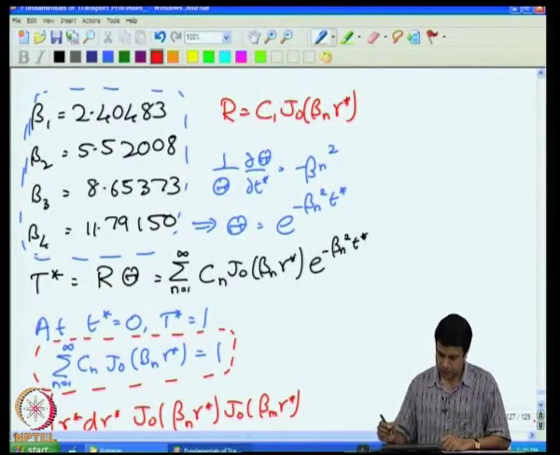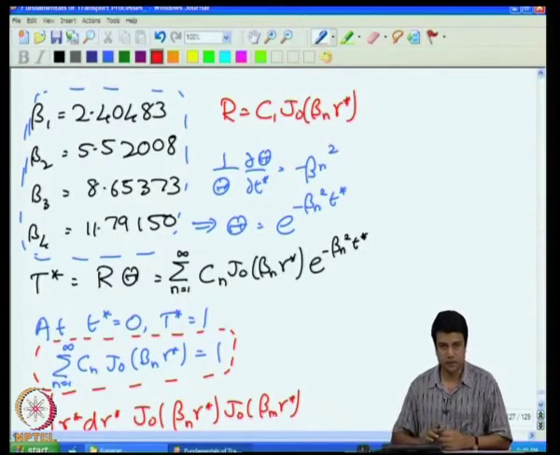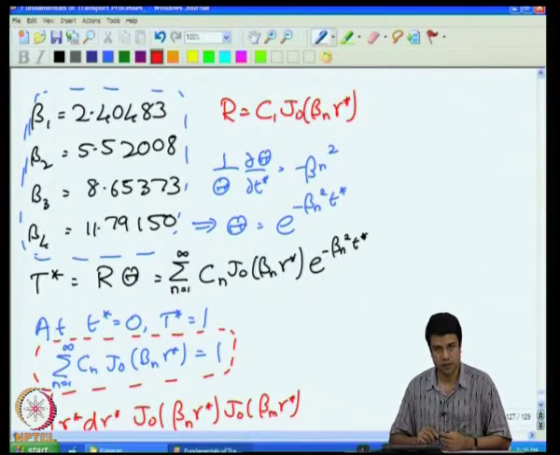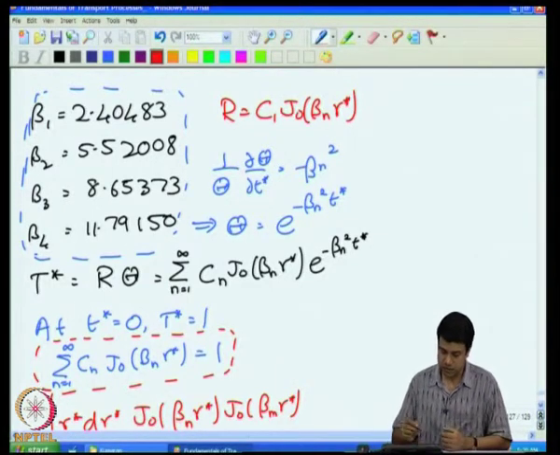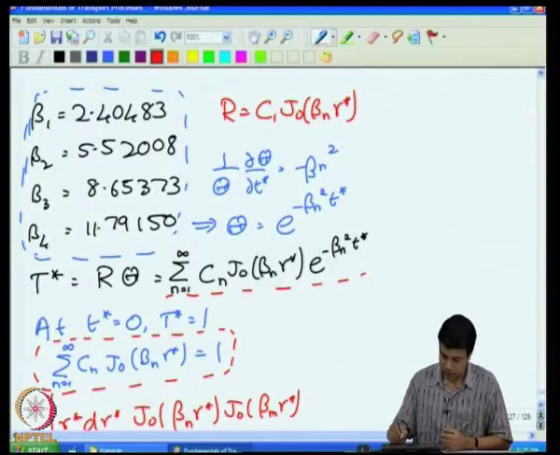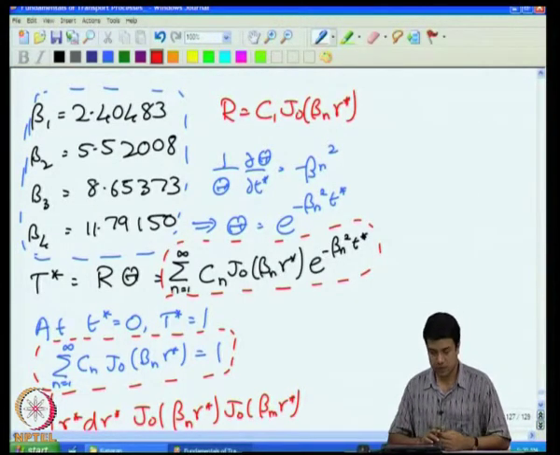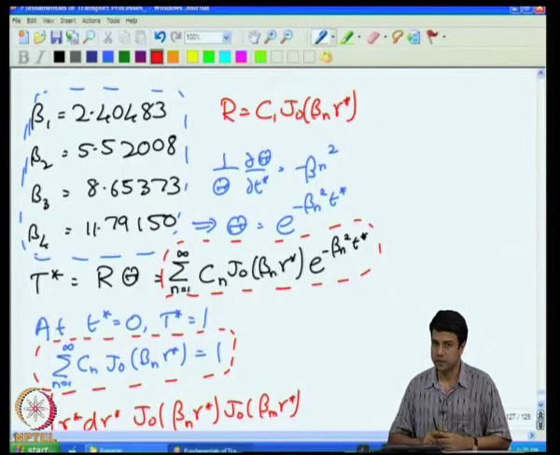Okay. And therefore, you can write the solution. I gave you the first few of these solutions, beta 1, beta 2, beta 3, beta 4, and therefore a general solution can be written as the summation over all of these discrete solutions of J0 of beta n times r times e to the power minus beta n squared times t. Note that you have the same exponential decay that we had in the transport from a flat plate. The coefficients Cn of course have to be determined from the orthogonality conditions.